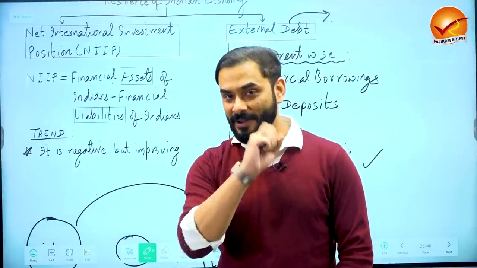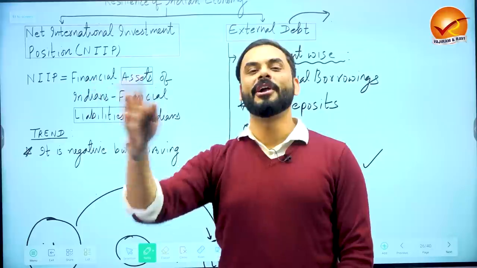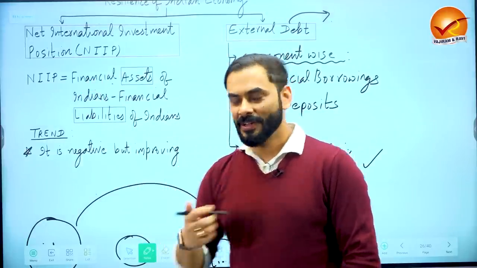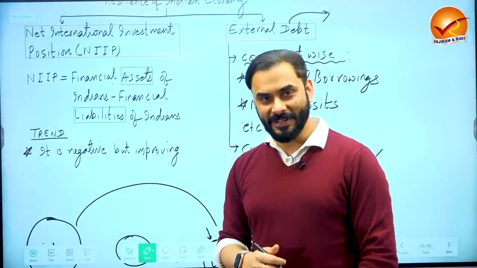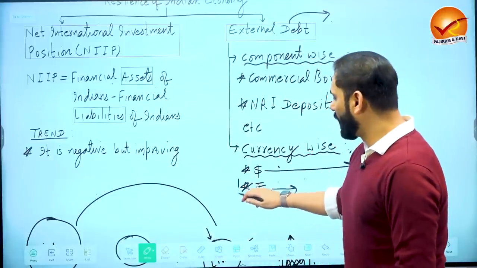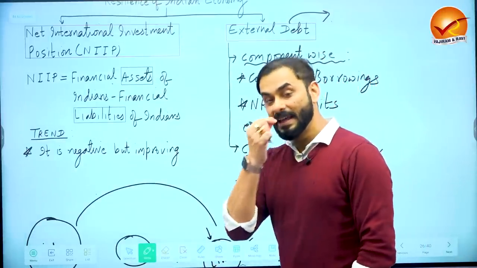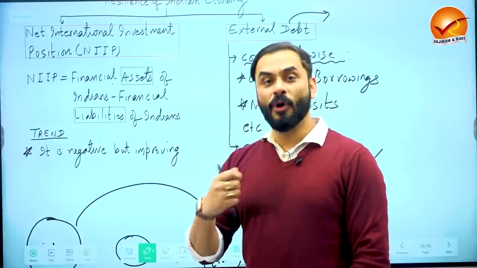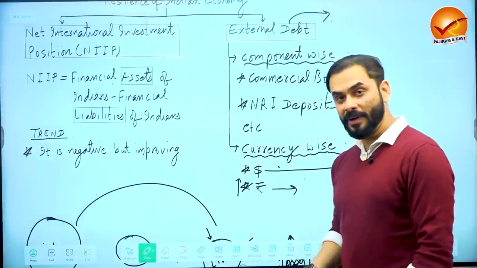Mind you, not dollar, but 10 rupees. So a US citizen buys that bond and pays me 10 rupees. That is called rupee denominated debt. Simple, isn't it? So our rupee denominated debt over a period of time has increased, which means we have been able to sell bonds, etc., in our own currency.